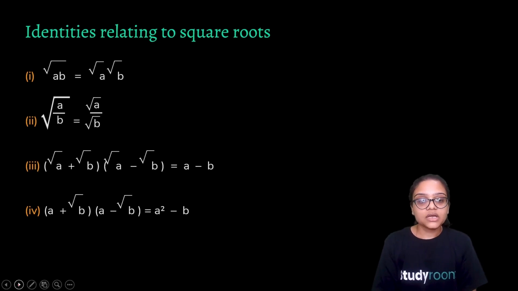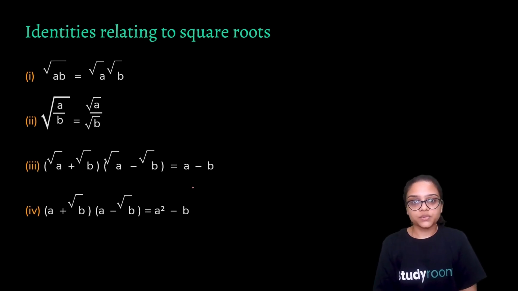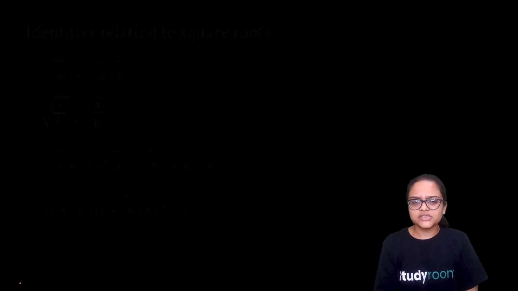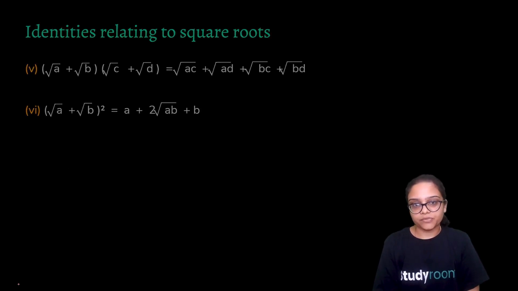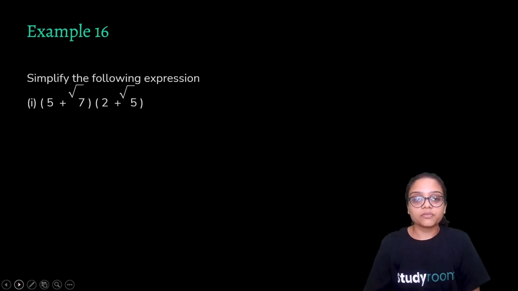Addition and subtraction: if root a plus root b is multiplied by root a minus root b, it's equal to a minus b. Have you learned the property (a plus b) into (a minus b) is a square minus b square? The same property is applied. So don't confuse yourself, just solve it, don't learn it all. These are basic properties derived from the basic rule.